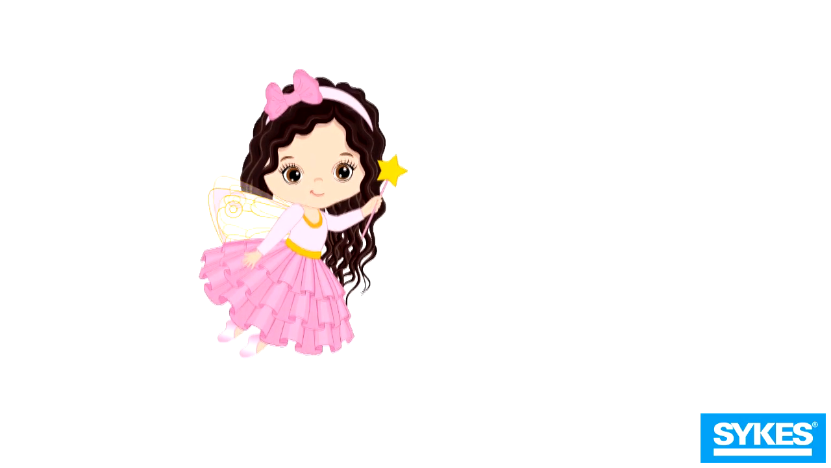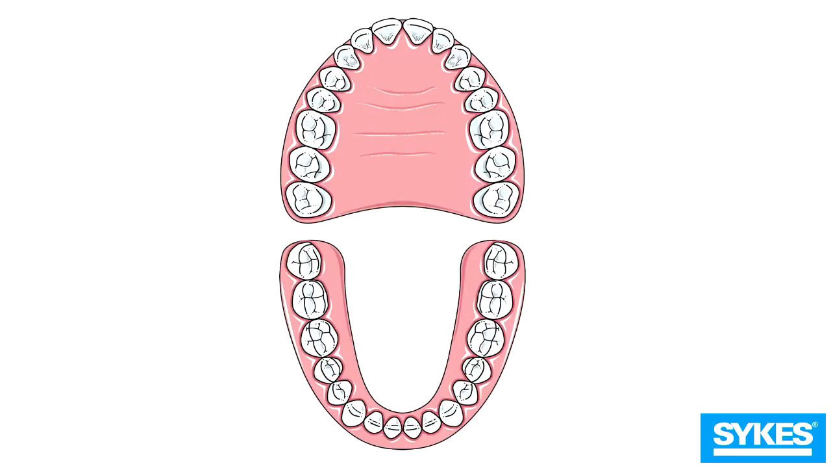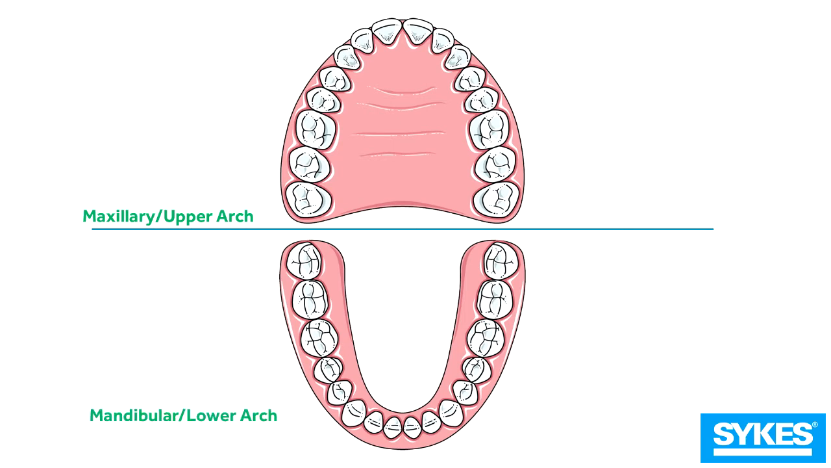Let's take a look. The mouth is also divided into 2 parts: the upper part of the tooth and the lower part. The upper part is called maxillary, or simply the upper arch. The lower part is called mandibular, or simply the lower arch. It is also divided into 4 quadrants.